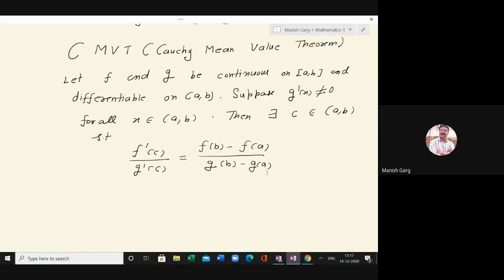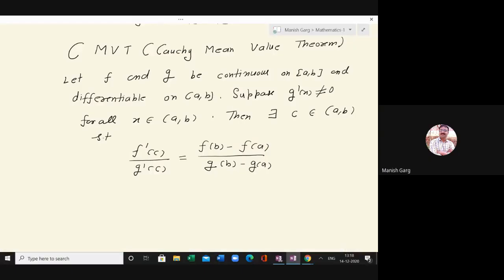It says if you have two functions f and g which are continuous on a closed interval and differentiable, and the derivative g dash x is not becoming 0 at any point, then there exists a c which satisfies this condition, equation 1. With the help of the Cauchy mean value theorem, you can prove many inequalities. One inequality I am proving.